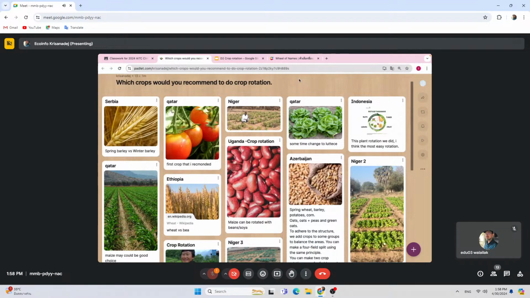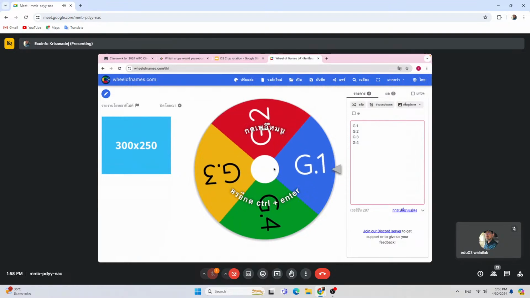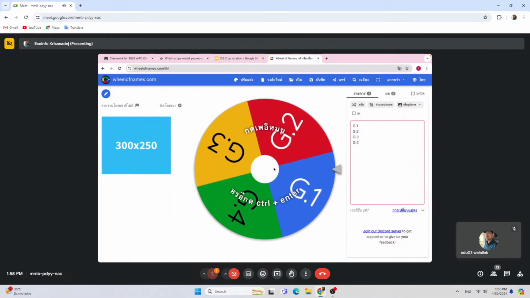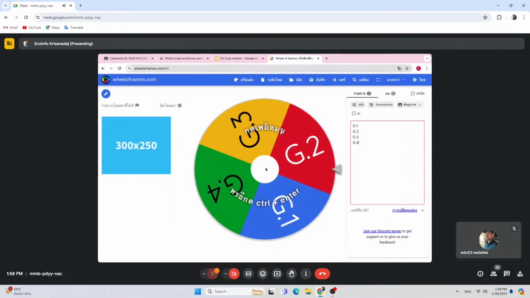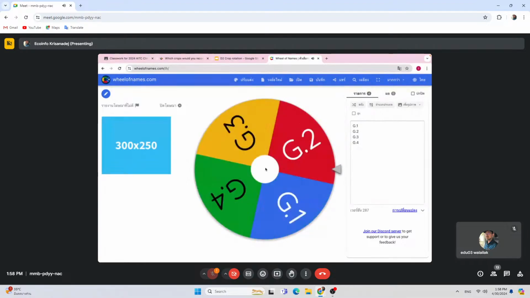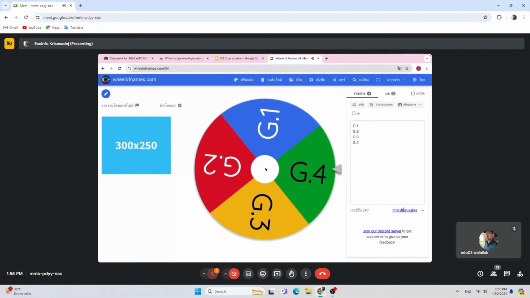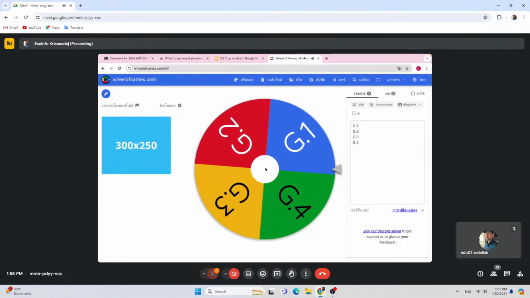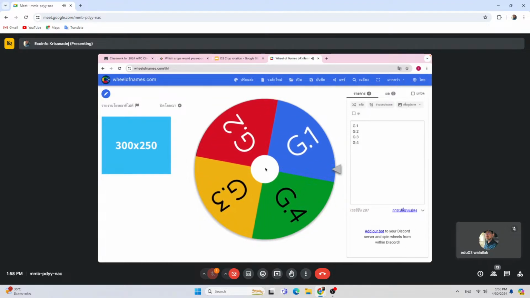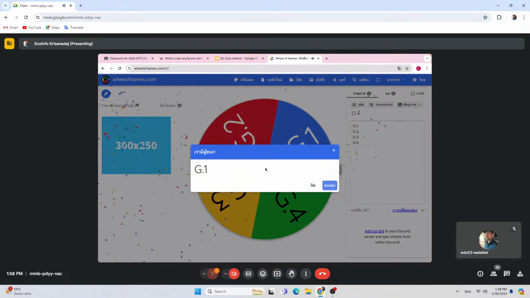Okay, so maybe we could start sharing our output. So we have the lucky wheel again. Let's see who will get to present first. We will be giving a chance to others to speak for their group. We have again from group one.